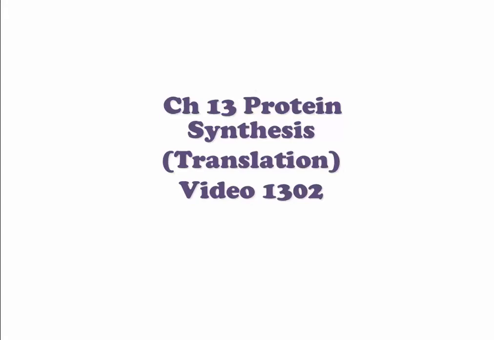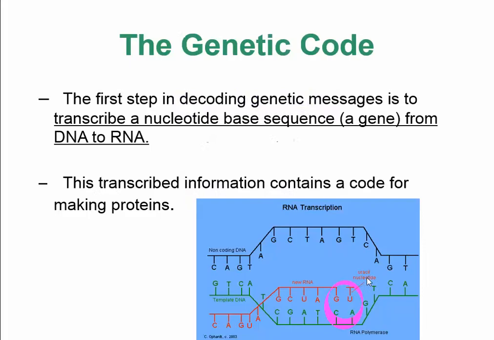Okay, this is video 1302, and this is section 13.2 in your textbook, and this is on translation. So the first step in decoding genetic message is to transcribe a base sequence from DNA to RNA. And remember, a little section of DNA, I've said it over and over, is considered a gene. Now this little base sequence is going to code for a certain protein.